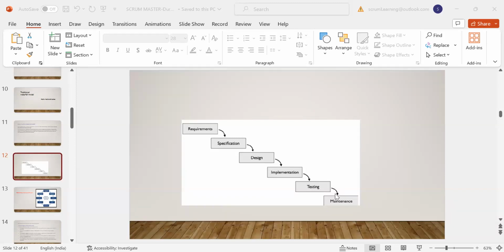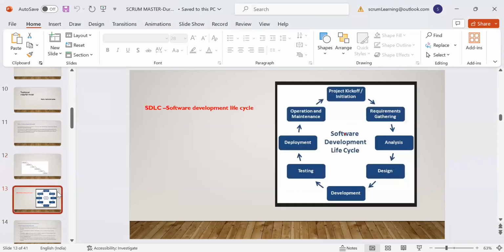So we were discussing that also. As in yesterday's class, we had this SDLC. So this is the waterfall method. And in IT companies, we have this software development life cycle. Okay, so this is the software development life cycle.